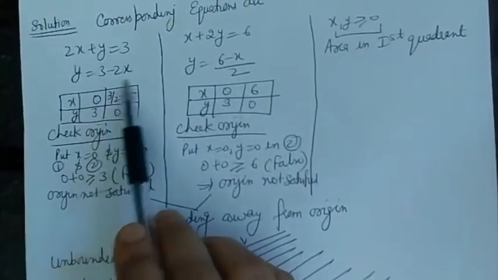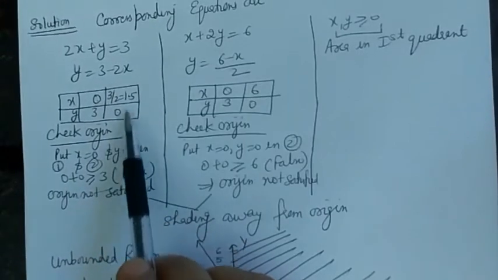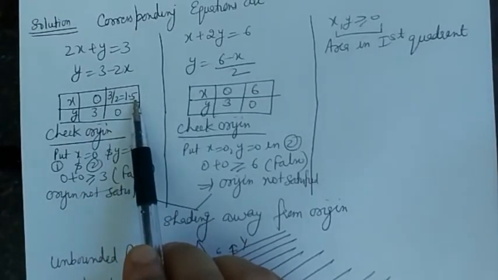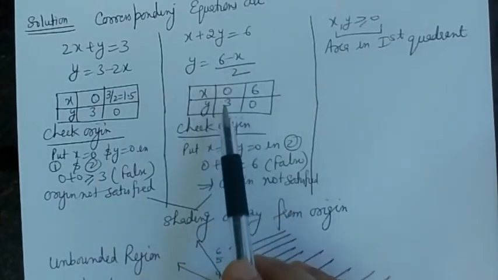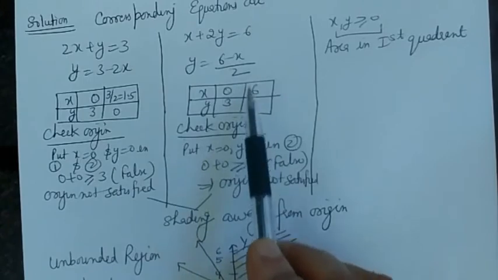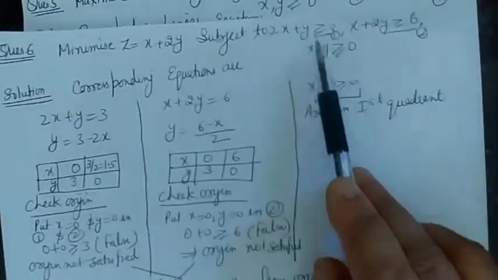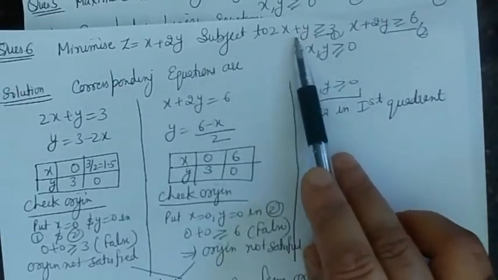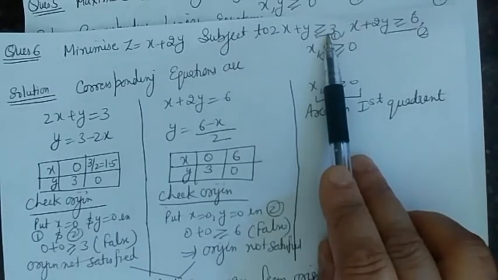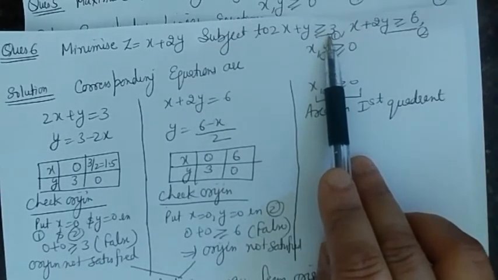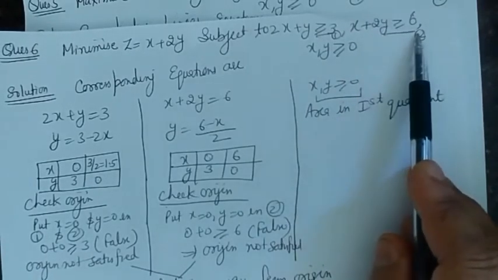So from here y is equal to 3 minus 2x. When we frame the table, x is 0 gives y as 3, and y is 0 gives x as 3 by 2, that is 1.5. Here y is (6 minus x) by 2. So when x is 0, y is 3, and when y is 0, x is 6. Let us check the origin from these inequations. Put x and y both 0 here. So 0 plus 0 greater than or equal to 3. Is 0 greater than or equal to 3? No, it is wrong. So the origin is not satisfied. That means shading will be away from the origin. And here 0 plus 0 greater than or equal to 6, that is, 0 greater than or equal to 6.